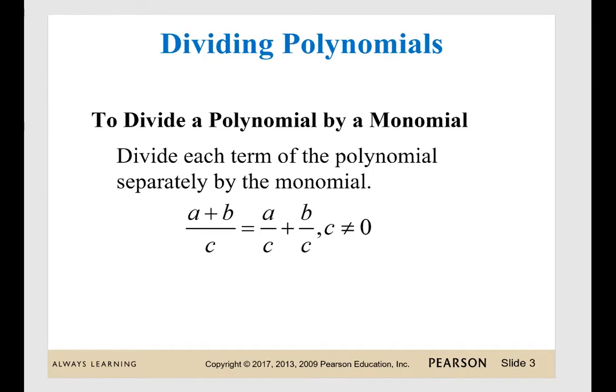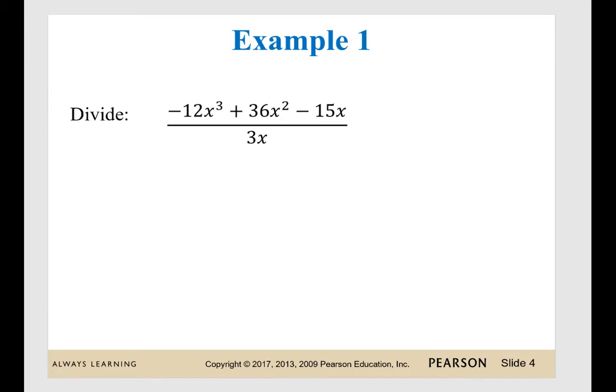If you are dividing a polynomial by a monomial, what I need you to do is divide each term of the polynomial separately by that monomial denominator. So rather than having a plus b divided by c, I would like you to do a over c plus b over c. You're going to break up that binomial into two separate small division problems. And just a reminder, your denominator cannot be 0, so keep that in mind. Let's start with the first example.